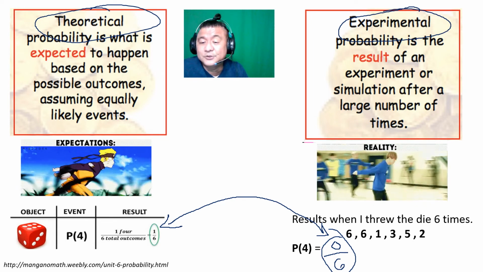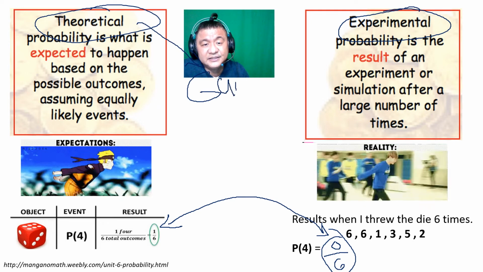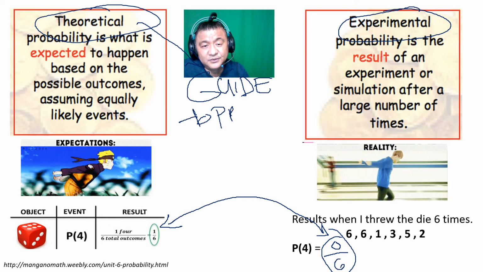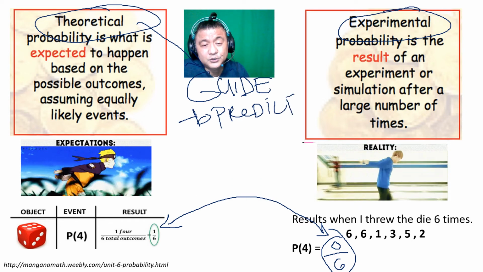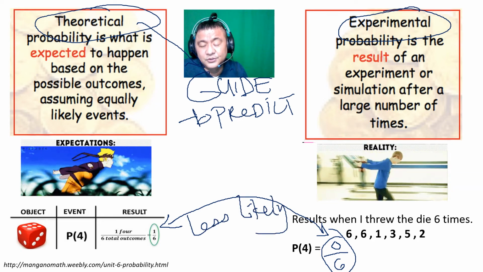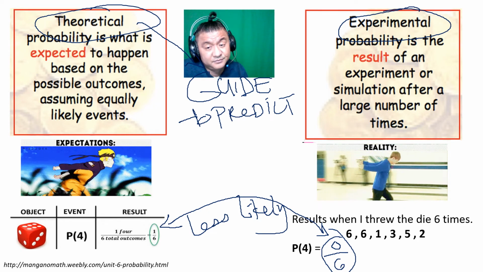But guess what? The theoretical could be our guide. Guide to predict, though. Predict. Because we already have an idea, it's going to be less likely. So you're not going to bet all your money because the probability is 1 out of 6.